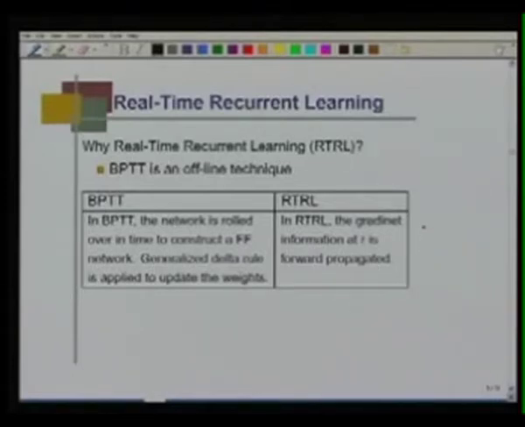That is, I do not construct a feed forward network. Rather, at the tth instant, whatever gradient information I have, I forward propagate to time step t plus 1, and the gradient information at t plus 1 is forward propagated to compute the gradient information at t plus 2 and so forth. So, this is the difference.